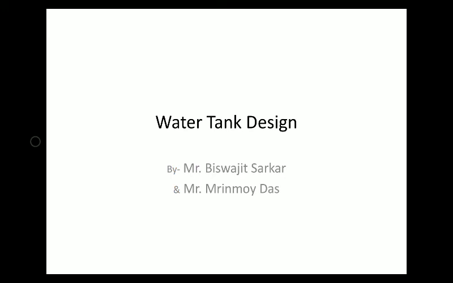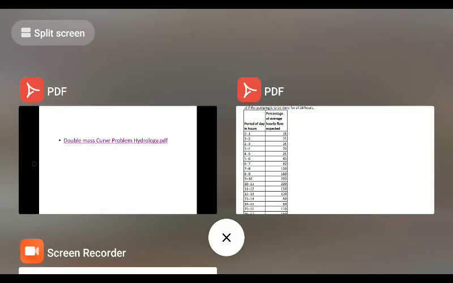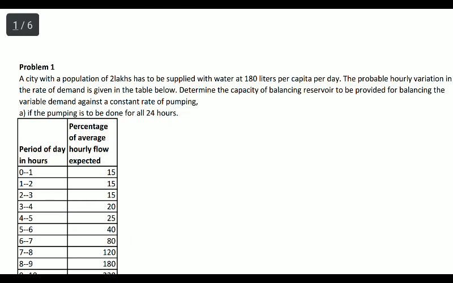So for that purpose we actually have to do the double mass curve problem from hydrology. Here we are taking a problem. Whatever the source you are taking, groundwater or surface water, you have to pump out the water, and you have to throw it or store it into the water tank. So pumping capacity is also very much required.